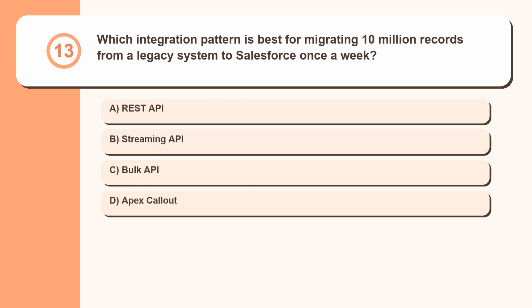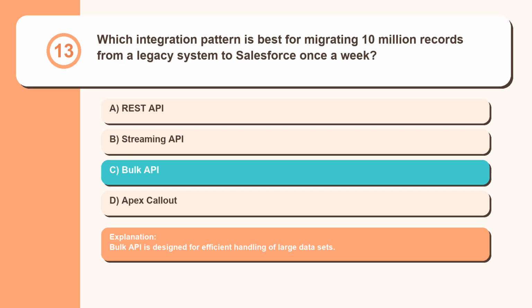Question 13. Which integration pattern is best for migrating 10 million records from a legacy system to Salesforce once a week? REST API, Streaming API, Bulk API, Apex Callout. Bulk API is designed for efficient handling of large datasets.